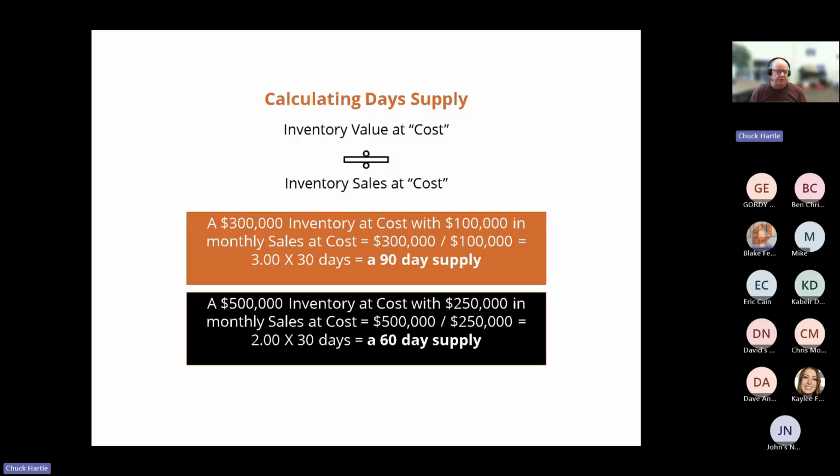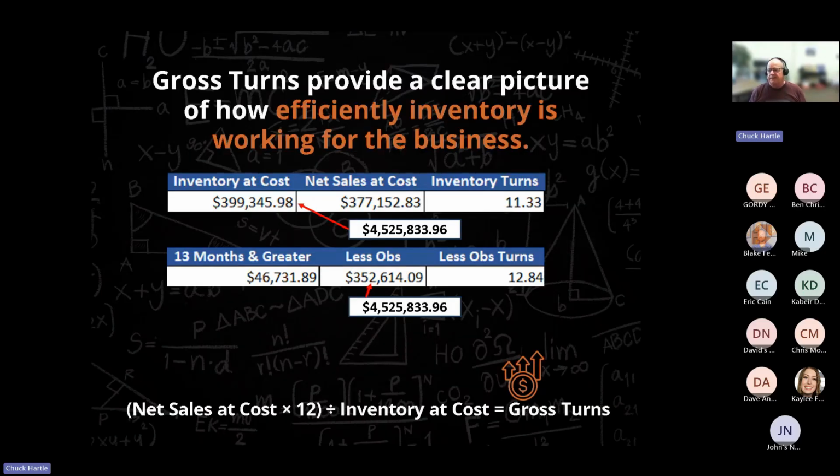So with that being said, I'll move on to this next slide. This is a good way, after we go to the next slides and show you the individual ones based on your DMS, which I'll go through very quickly. But this one here is a slide with a gross turn that really gives you a clear picture on inventory efficiency. Quite simply, we're just looking at net sales, that 399,345 times 12. So 4,525,000. And now we're dividing into the cost, and it's 11.33 turns.